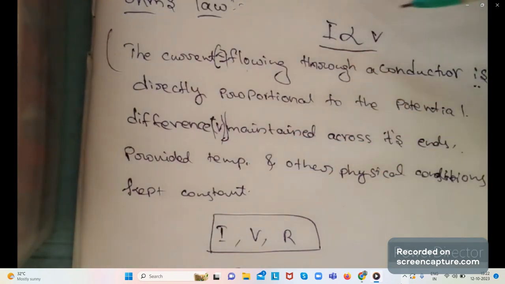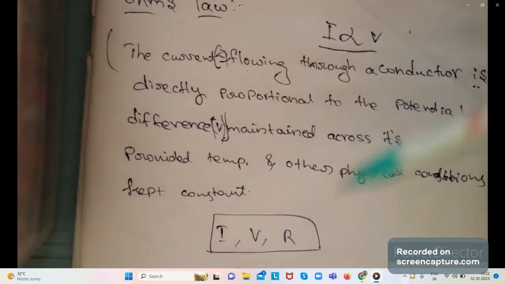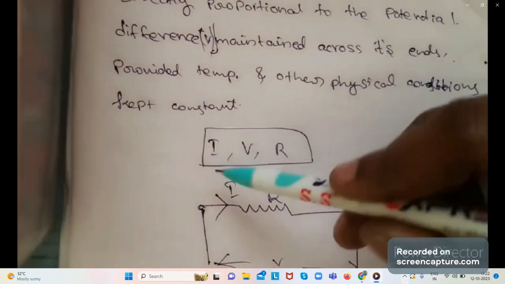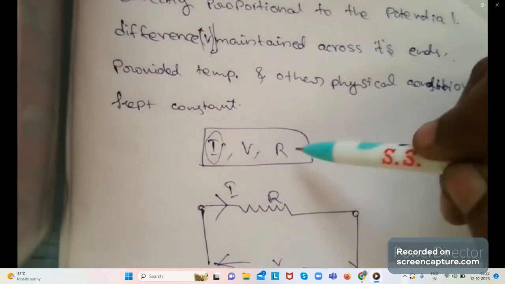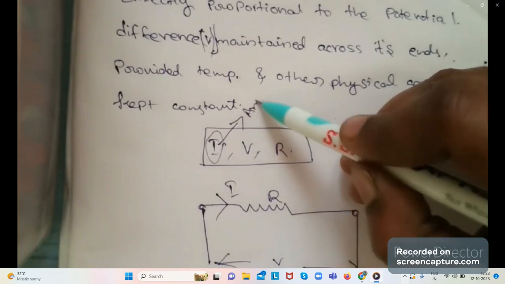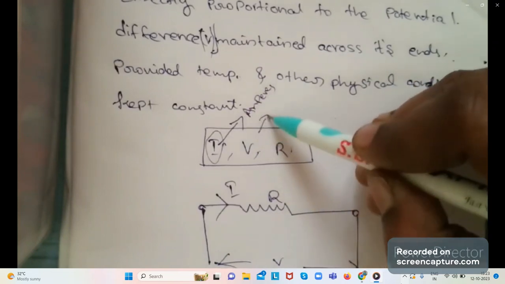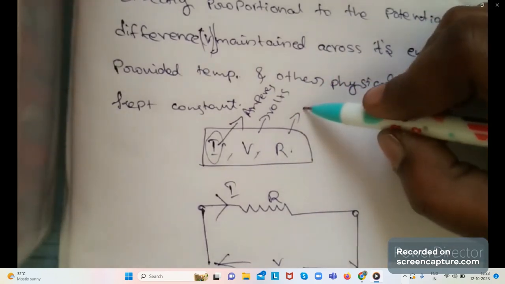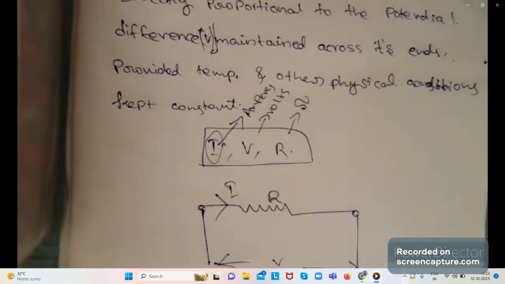Okay, that is the main definition of Ohm's law in these few lines, and we can express Ohm's law in terms of current, voltage, and resistance. Current is denoted by I and its unit is amperes. Voltage has the unit volts. Resistance is denoted by R and its unit is ohms.